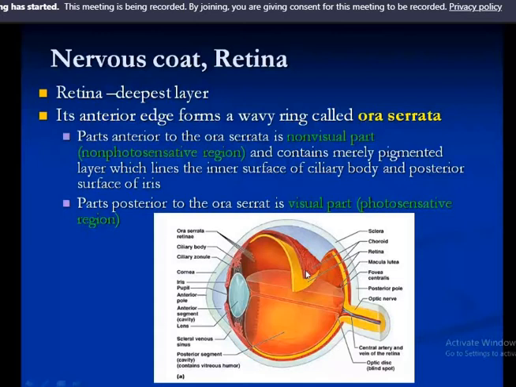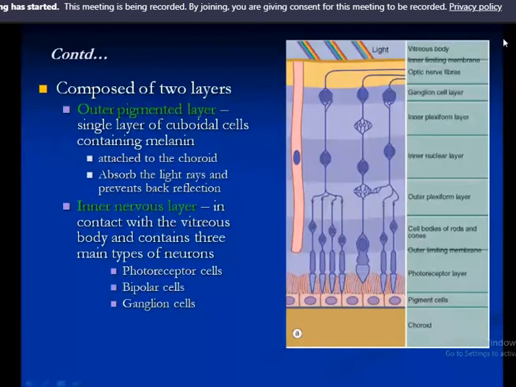You have already learned about the histology of the retina. It is mainly composed of two different layers. One is known as the outer pigment layer, and the next one is known as the inner nervous layer. The outer pigment layer mainly consists of a single layer of cuboidal cells, and this is attached to the choroid. You can see the choroid and the vitreous body over here, and this is the histological structure of the retina. This is the outer part, and this one is the inner part.